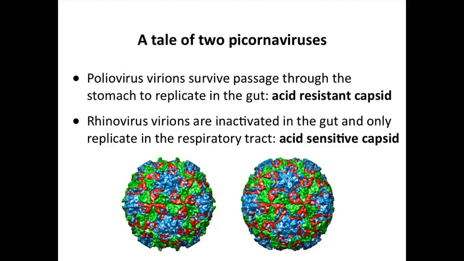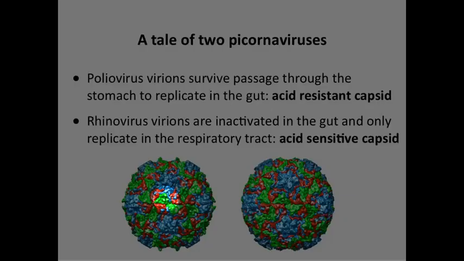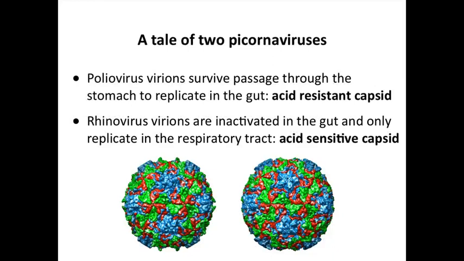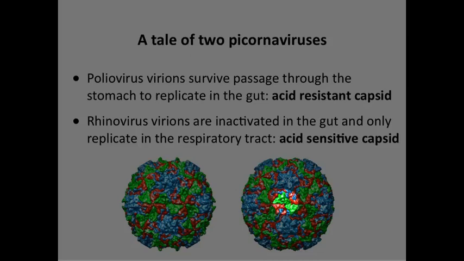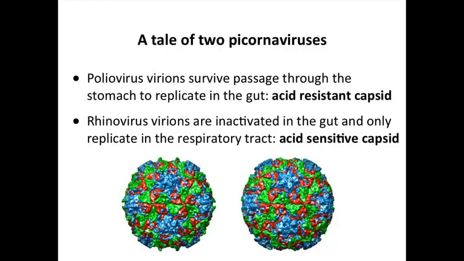Poliovirus enters the gut. We ingest these viruses. They pass through our stomach on their way to the intestine, which is where they will replicate. So they're resistant to extremes of pH, the low pH of the stomach, the higher pH beyond that, and all the digestive enzymes that it encounters. On the other hand, rhinoviruses, when they do enter the stomach, get taken apart by the low pH. So they're completely susceptible to low pH.